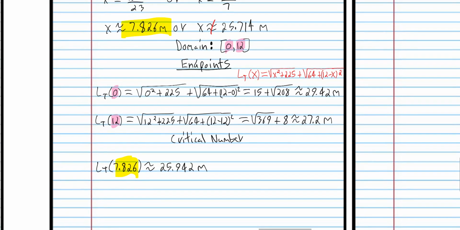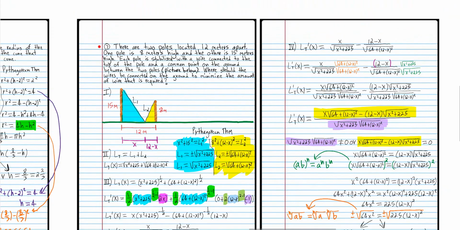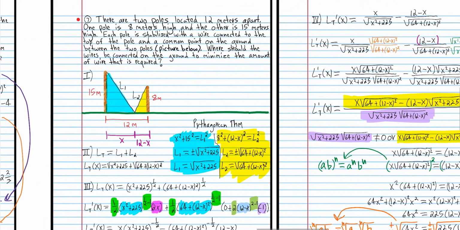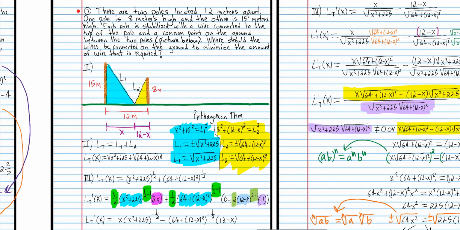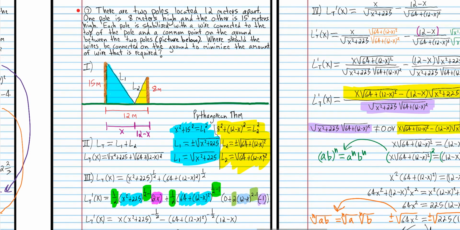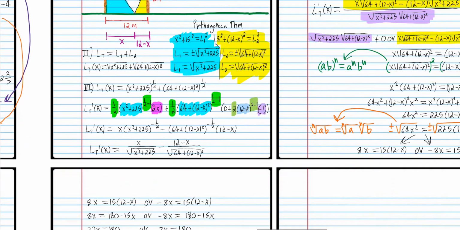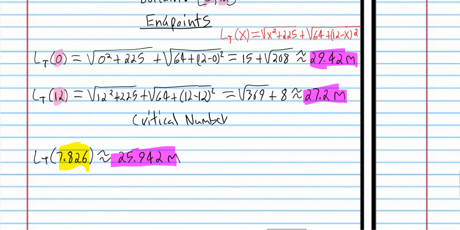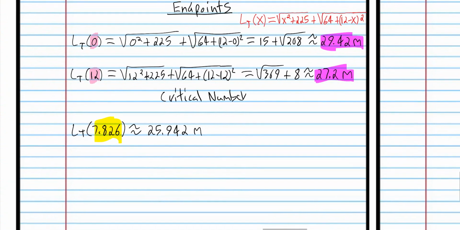meters. So now I want you to compare this value, and this value. Which one's the smallest value? Again, read the problem. We're trying to find the point to connect those two wires in the ground that will lead to the least amount of wire being used. So you want the least amount of wire, and that's going to be this value here, 25.942 meters.